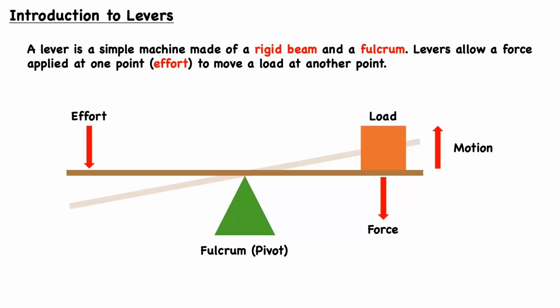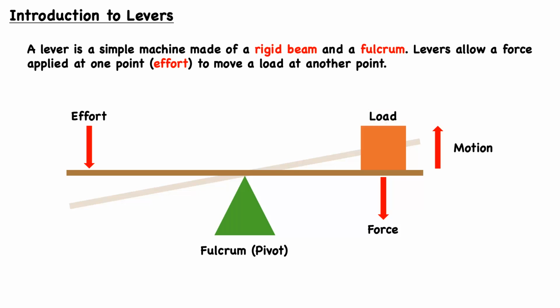So in this video, we're going to talk about levers. Levers are a type of simple machine that are made of two main components. The first is a rigid beam, and the second is the fulcrum, which is also often referred to as the pivot. Levers allow a force that's applied at one point, which we call the effort, to move a load that's placed at another point.